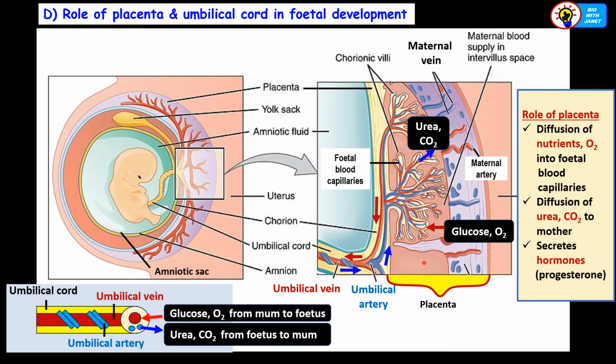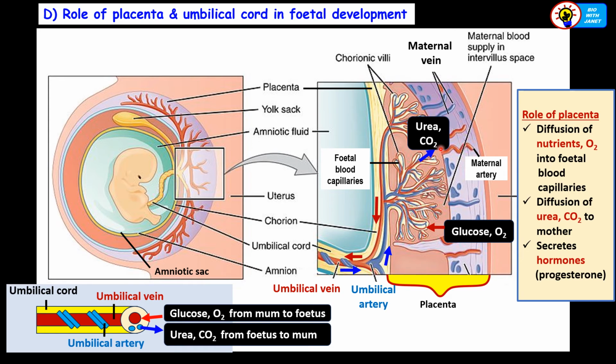So its function is to attach the embryo or fetus to the wall of the uterus here, and its main role is to allow diffusion of nutrients such as glucose and oxygen into the fetal blood capillaries from the maternal blood. Then it also allows diffusion of urea and carbon dioxide from the fetal blood capillaries to the mother's blood for excretion.